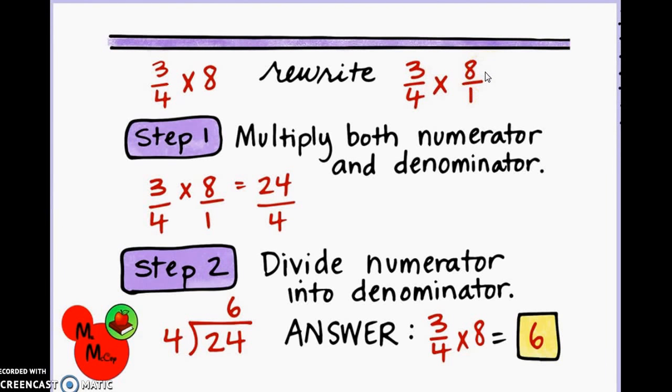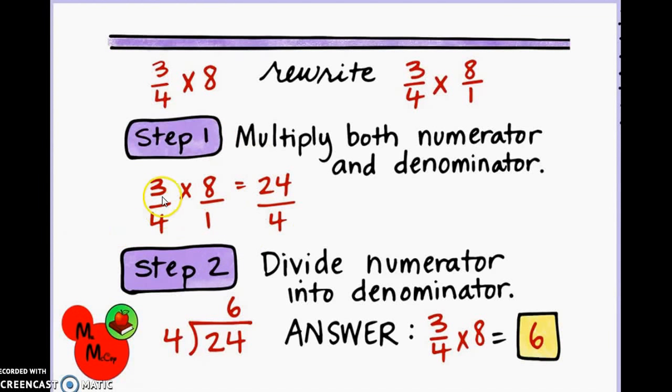8 goes in your numerator and 1 goes in your denominator. Okay, step 1, you multiply both numerator and denominator. This is why I find multiplying and dividing fractions easier than adding or subtracting fractions, because you don't have to find a common denominator, the greatest common factor, least common multiple. You just do what your sign says.